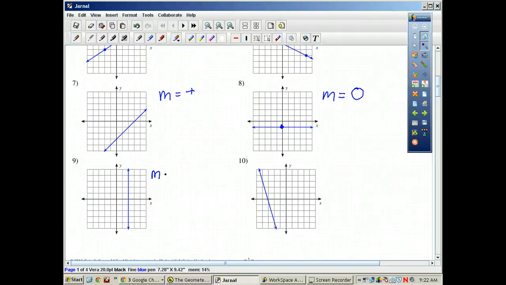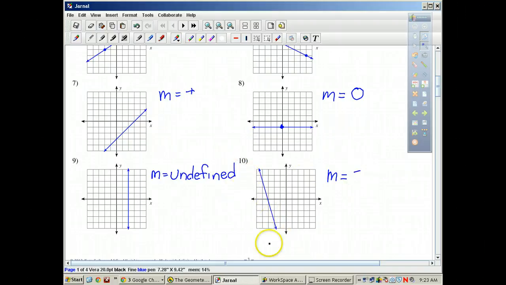Number 9? Undefined. Yeah, you see when you go straight up and down, that's when you get undefined. So you're right. M equals undefined. Write out the full word, spell it correctly, please. And of course, number 10, the last one is negative. Yeah, that one's negative. It's going down. So we know the sign before anything else.